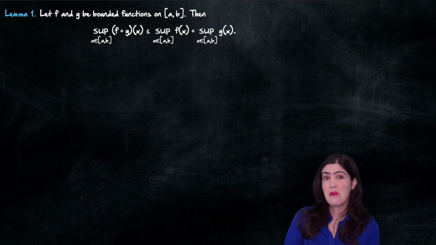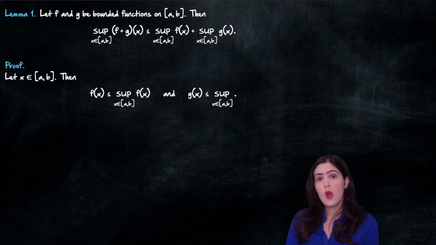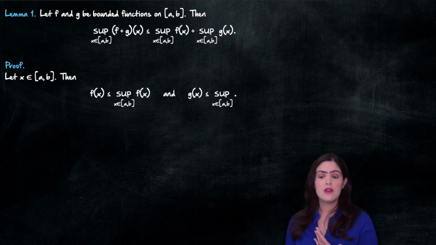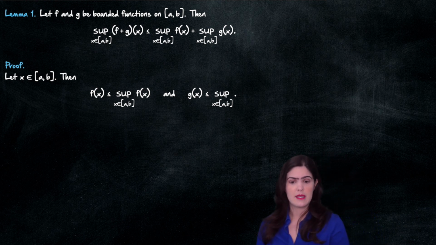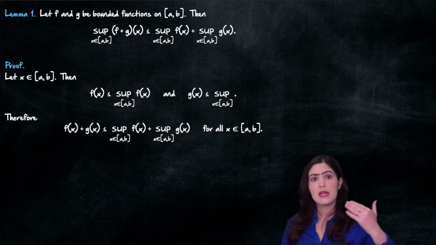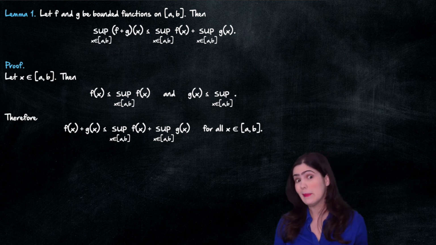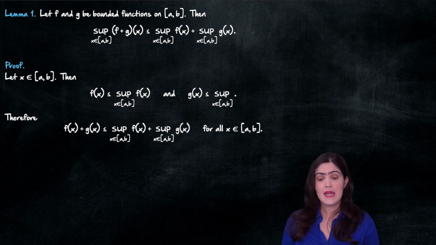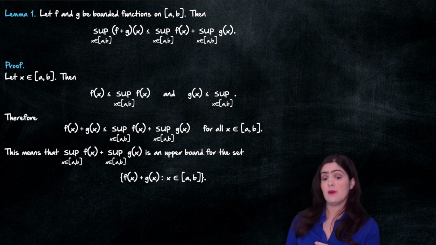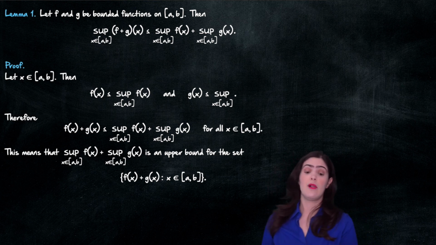And this proof is just playing around with the definition of supremum. You see, if I fix a point x in the interval ab, then we know that f of x is less than or equal to the supremum of f of x for the x in the interval ab, and g of x again is less than or equal to the supremum of the g of x. Okay, therefore, if I add them up, then I know that f of x plus g of x is less than or equal to the supremum of f of x plus the supremum of g of x. And this is true for any x that I pick. Okay, then that tells me that the supremum of f of x plus the supremum of the g of x is an upper bound for the set f of x plus g of x such that x is in the interval ab.